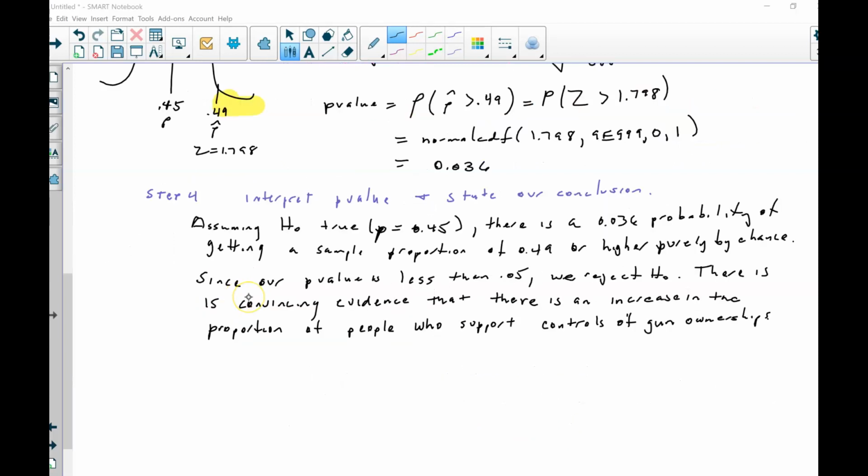We then say, since our p-value is less than 0.05, we reject H0. Again, our p-value of 0.036 is less than 0.05, so we're going to reject H0. And that gives us convincing evidence that there's an increase. We reject H0 in favor of HA, so we have evidence that there's an increase in the proportion of people who support gun controls of gun ownership.